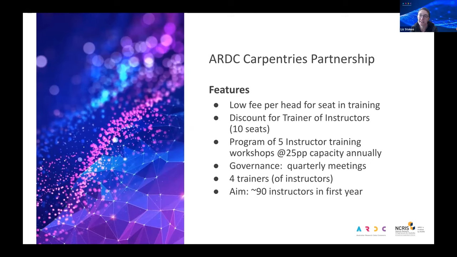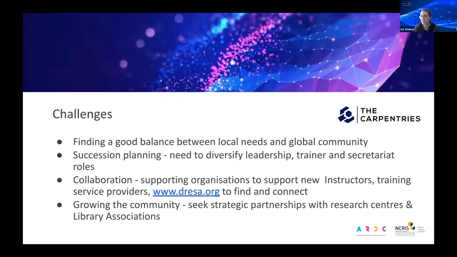I can go into the wild detail there, but you probably want me to get along a bit swifter. So here are the features of this partnership. I'm not going to spend too long on this. We can come back to it. But essentially, on the Carpentries website, if you look at the Australian community now and the instructors, there are about 100 people there, but many of them are not active instructors. So this partnership is aimed at refreshing that roughly 100 number with new faces. And then with the networks that we've built across the partnership, we are better placed to start offering workshops from 2023. So let me talk about the challenges that have come up here, and then we can open up for questions.